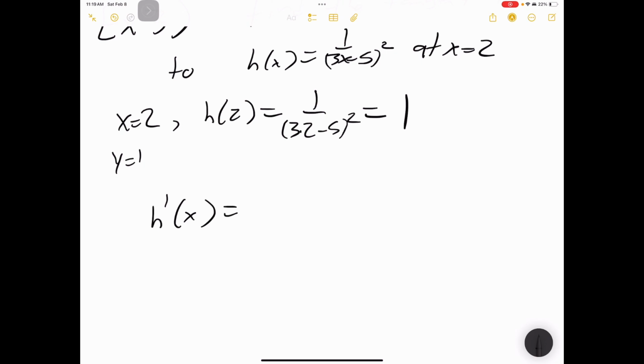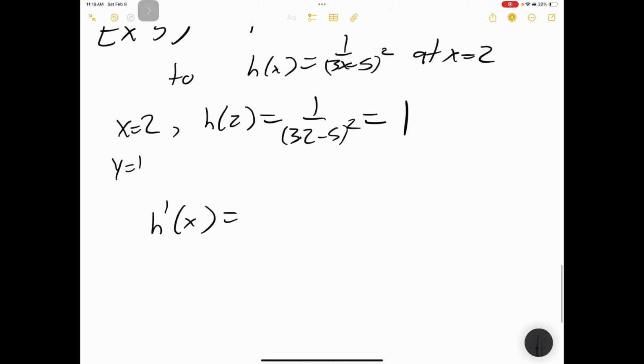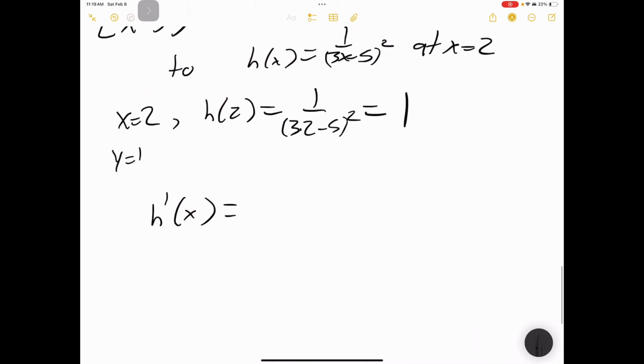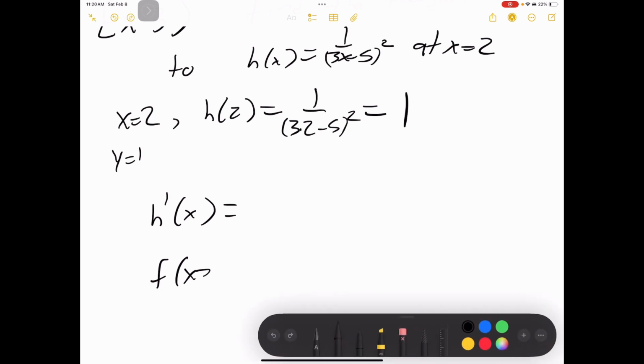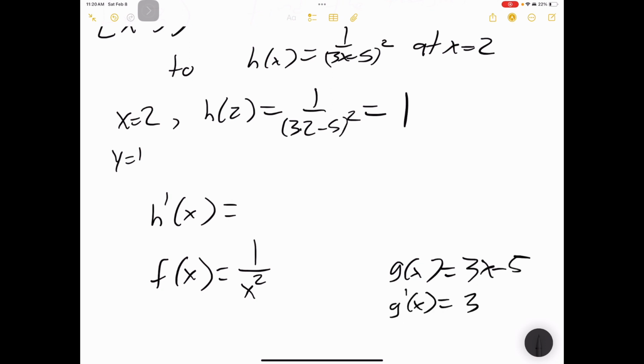And h prime of x is going to be the derivative of the inner function multiplied by the derivative of the outer function. And the derivative of the inner function is just 3x minus 5. Let's do this the long way. Let's say f of x is equal to 1 over x squared. g of x is equal to 3x minus 5. We know immediately g prime of x, that's the easy one, is equal to 3.